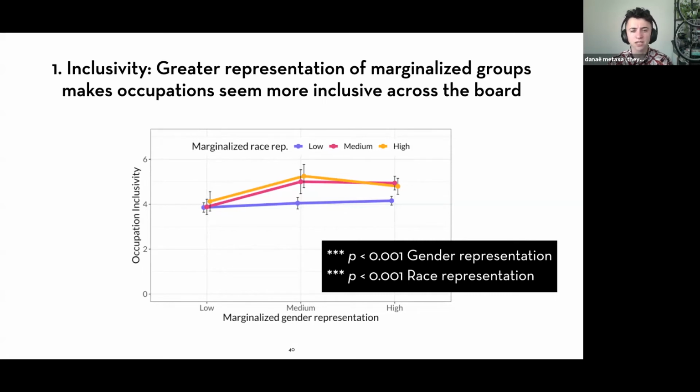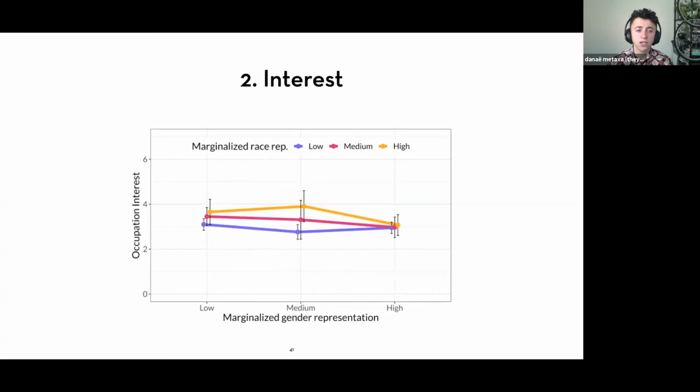And you'll note that this is also consistent with prior literature from marketing, and with what we were saying earlier, that visual diversity actually makes organizations seem more inclusive to an observer. So next, let's examine results in the same format for the second measure, participants' reported interest in an occupation.